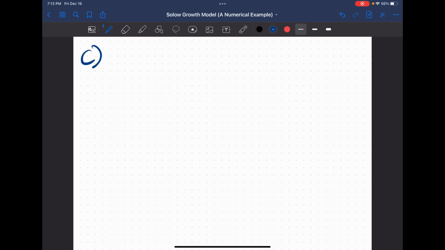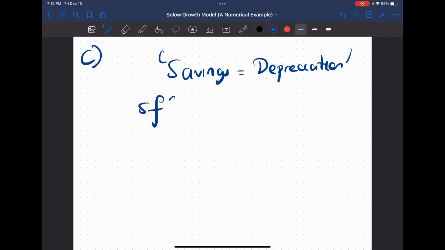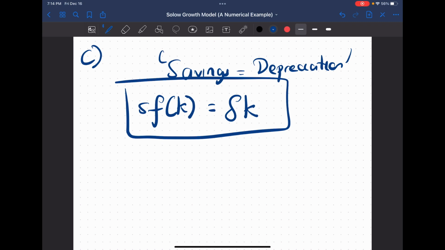And remember, in the steady state, savings equal depreciation. When savings equals depreciation, the output per person no longer grows, and the capital per person no longer grows. That's why when savings equal depreciation, you have reached steady state. Now let's write that mathematically. We know savings is a function of output, and depreciation: there's a depreciation rate in the country, and we multiply that by the amount of capital. If you're not familiar with this, you should become familiar with it first.